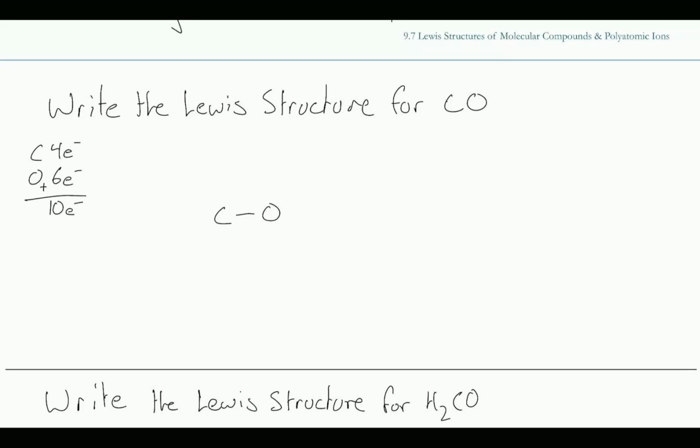Now, we used 2 electrons. We formed 1 bond already. That uses up 2. So we take those out. Now we've got 8. Okay, now where do I start placing those electrons? As lone pairs, but on the carbon or the oxygen?